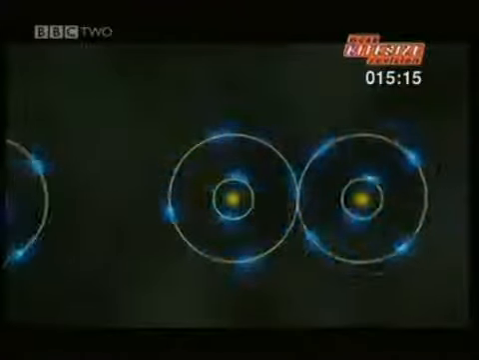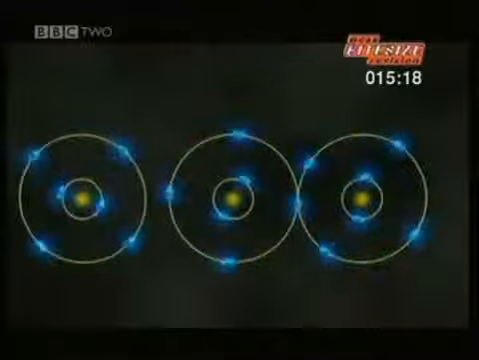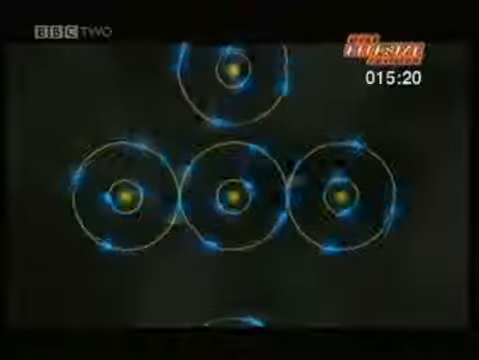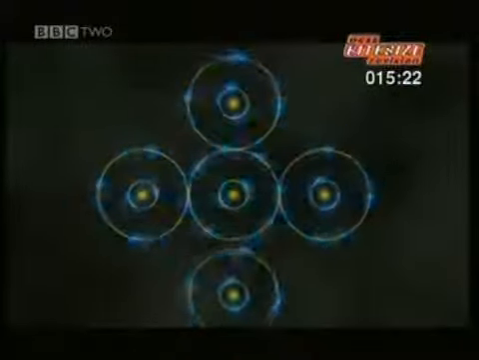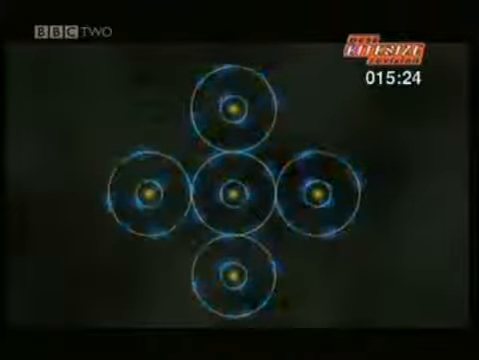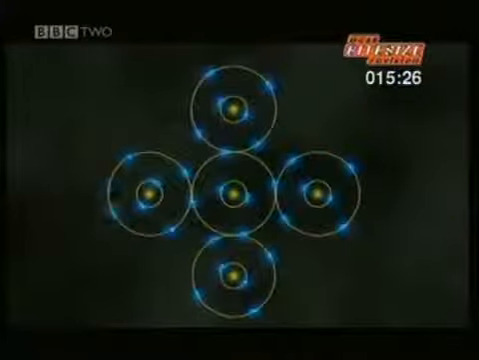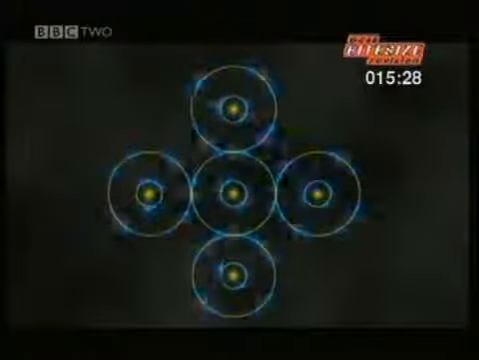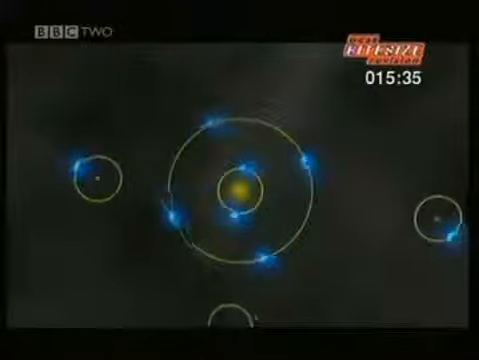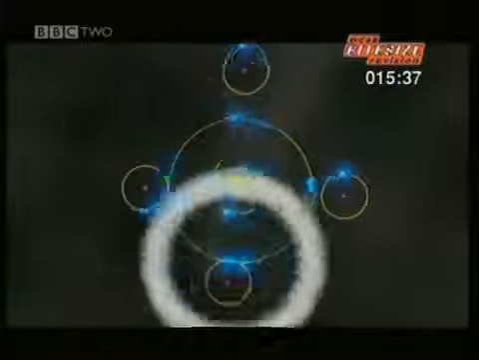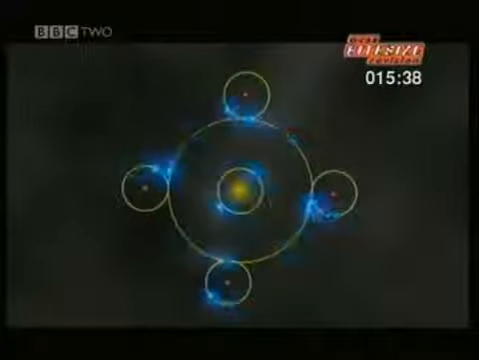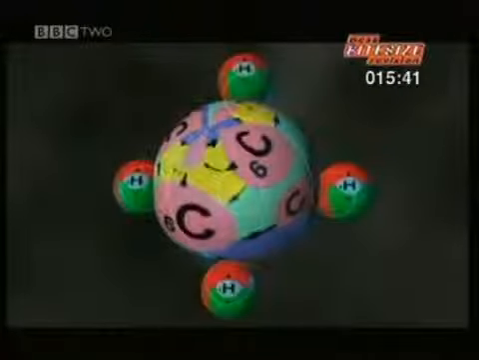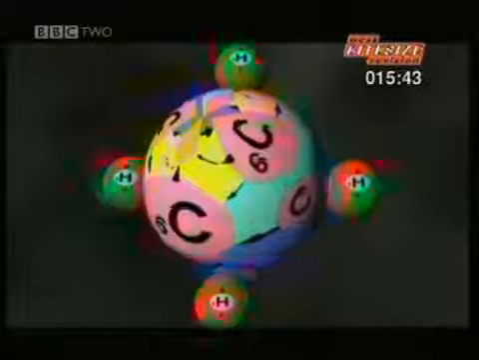But if a group of carbon atoms get together, they can share the electrons in their outer shells. That's covalent bonding. It means each atom feels as if it has a complete outer shell. But it doesn't just work for carbon bonding with other carbon atoms. Hydrogen will also bond covalently with carbon. 4 hydrogen atoms and a carbon atom make 1 molecule of methane, natural gas.